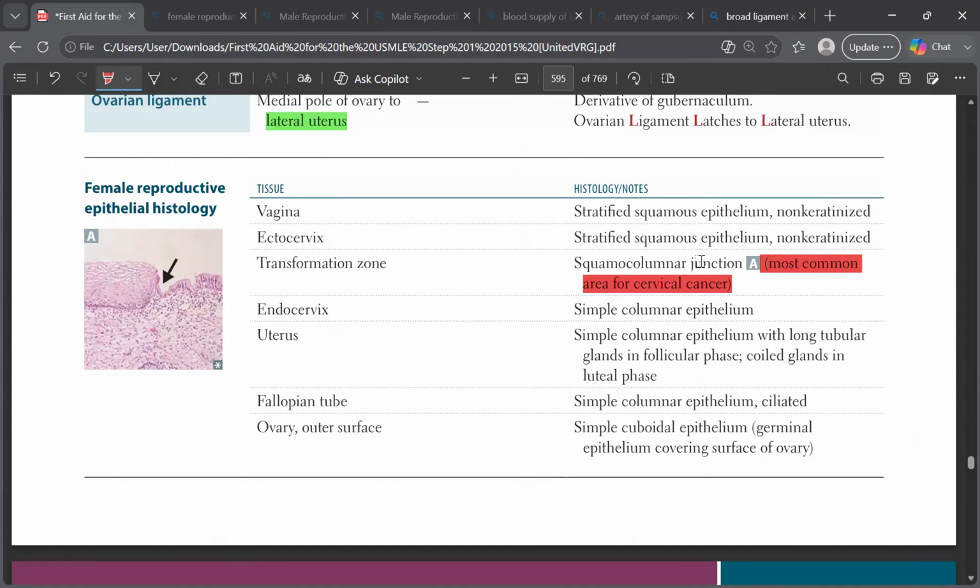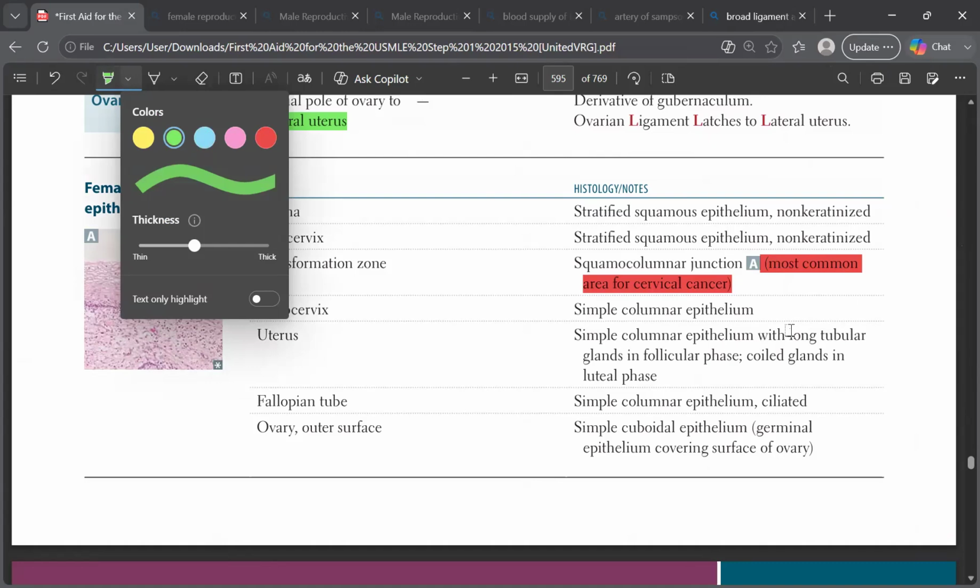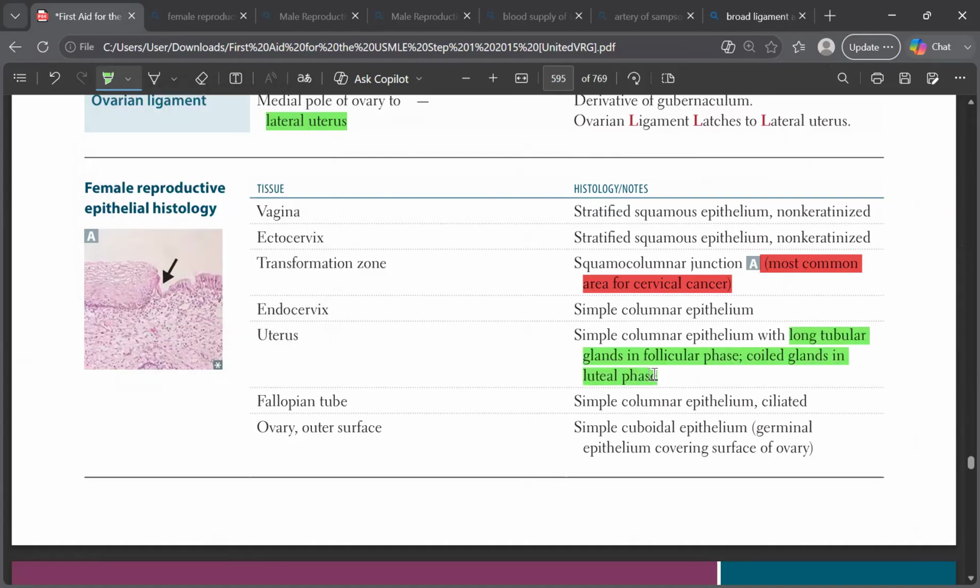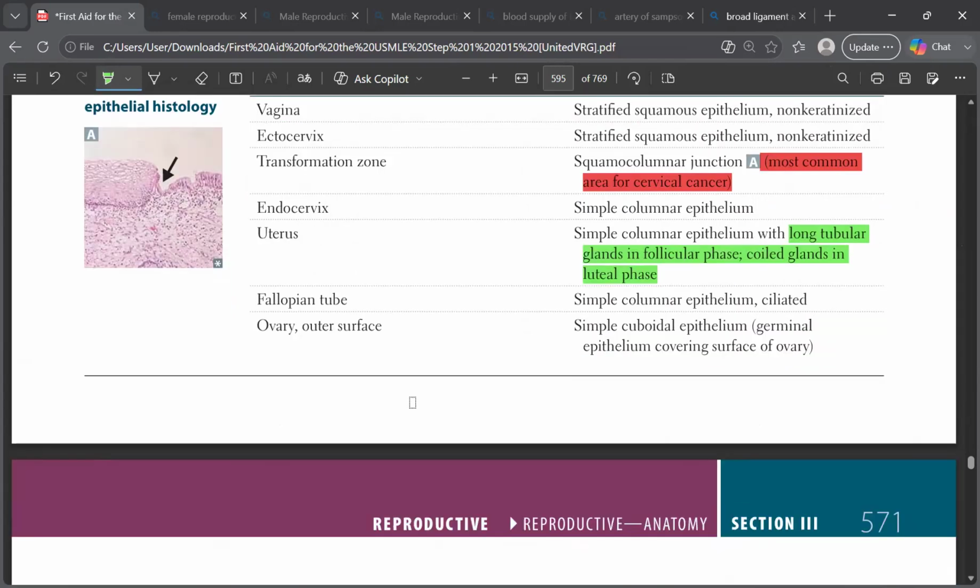So it is squamous as well as columnar because there is a junction between the ectocervix, which is stratified squamous epithelium, and the endocervix, which is simple columnar epithelium. So the transformation zone, which is the most common site of cervical cancer, is squamocolumnar in histology. The uterus is simple columnar epithelium with long tubular glands in the follicular phase and quiet glands in the luteal phase. Fallopian tubes are simple columnar as well, and the ovary's outer surface is simple cuboidal epithelium.